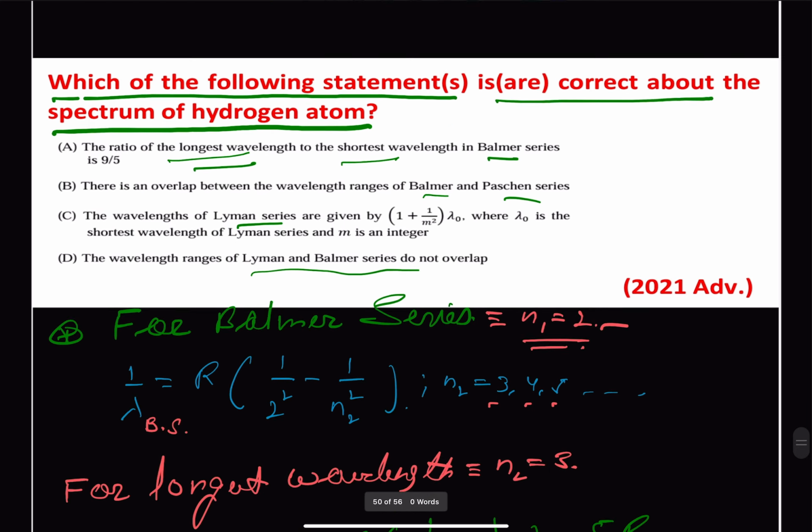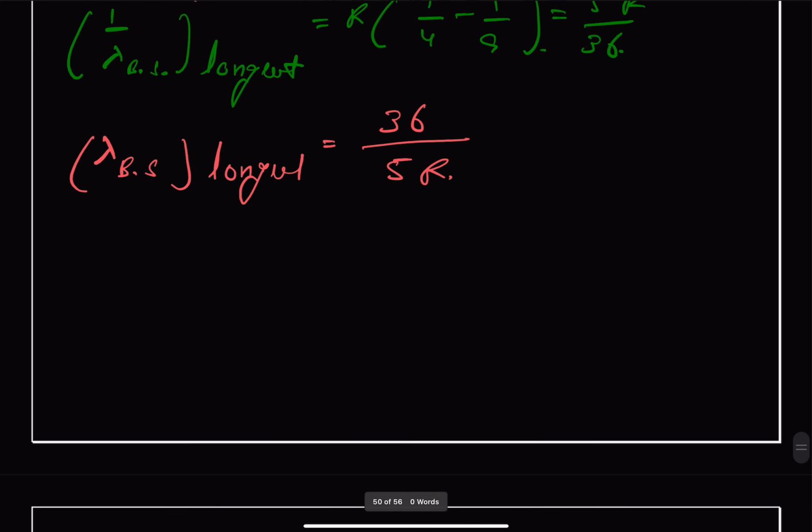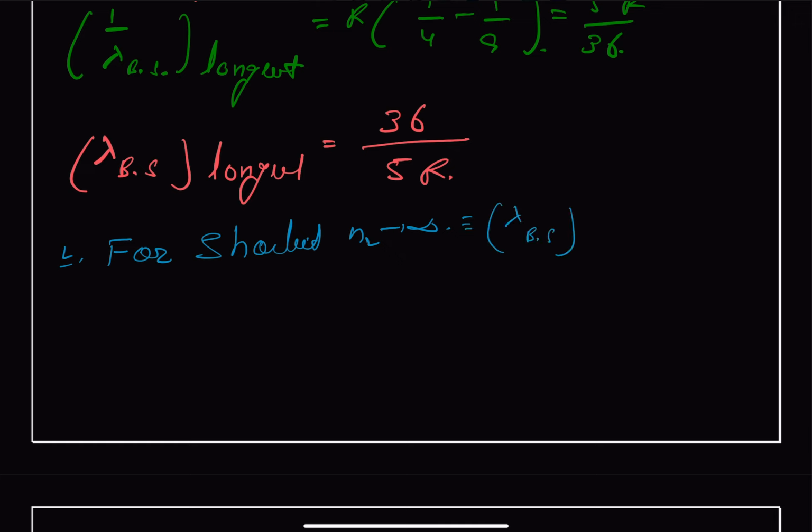And for the shortest, our n2 will be equal to infinity. So for shortest, our n2 is infinity, so we can directly write that our lambda Balmer series shortest will be equal to 4 upon R.